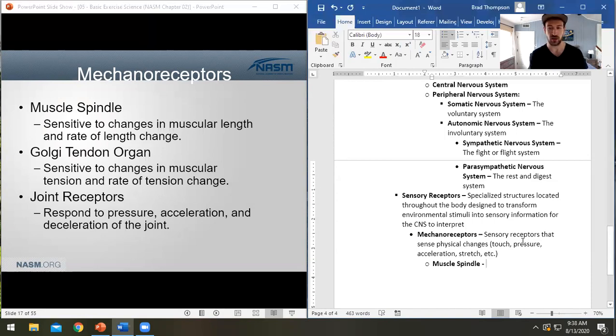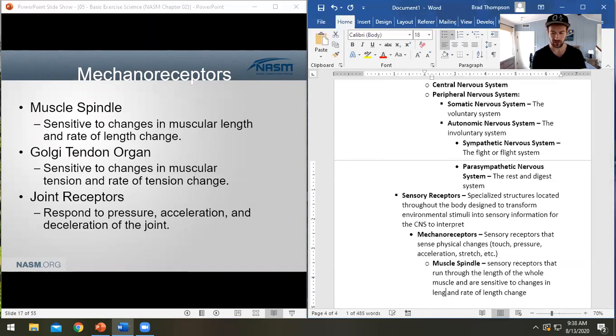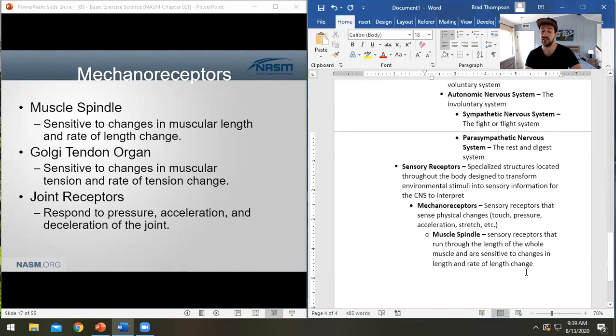So these are sensory receptors that run through the length of the whole muscle and are sensitive to changes in length and rate of length change. Their job is to sense how long a muscle is.